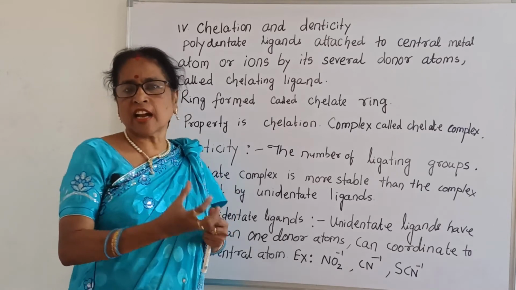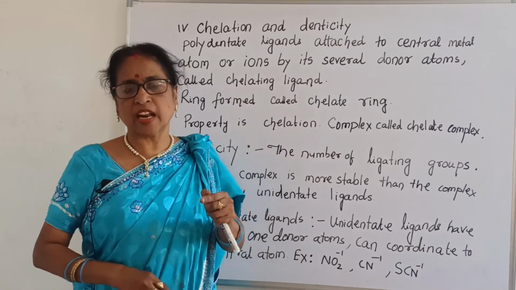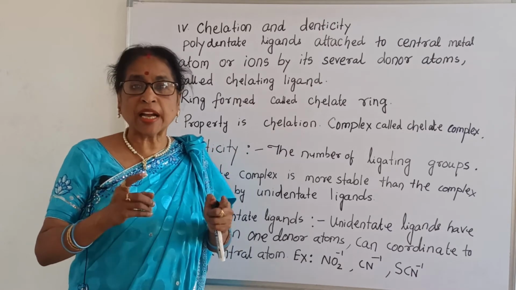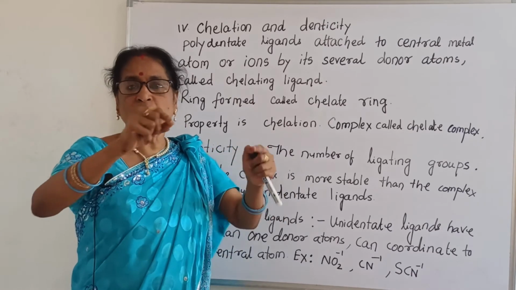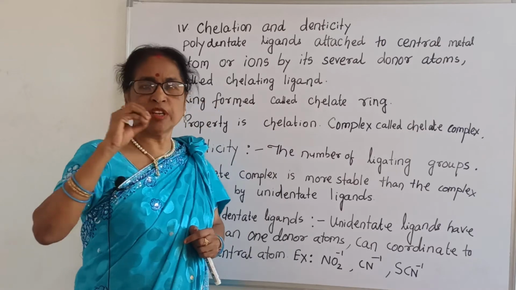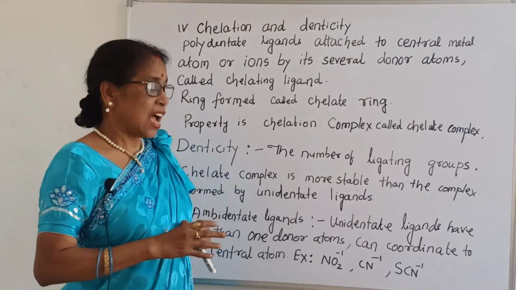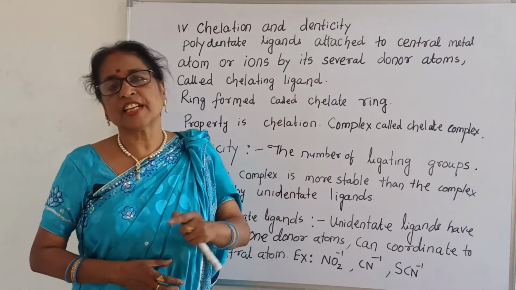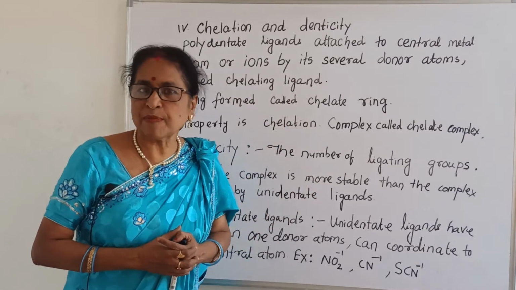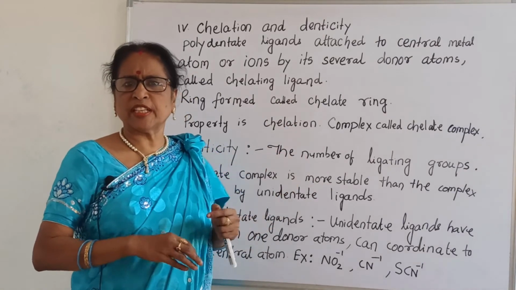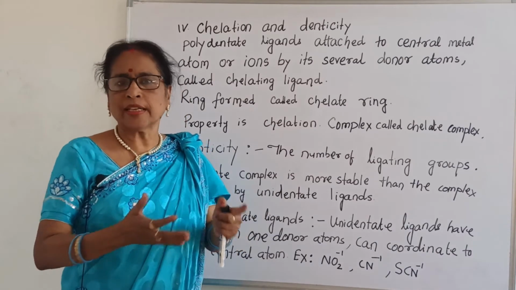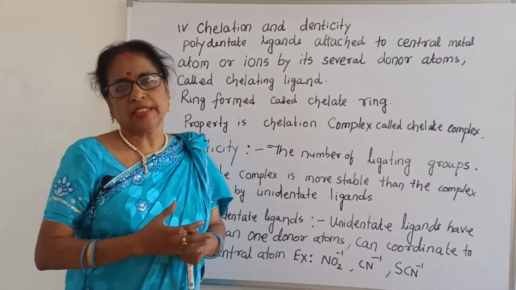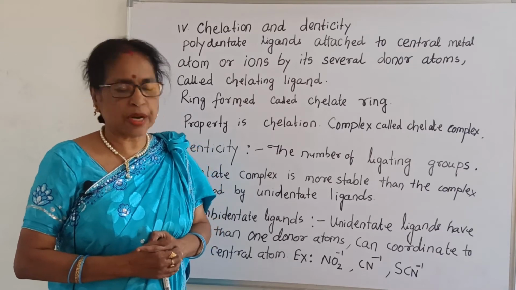The unidentate ligand attaches to the central metal ion or atom with the help of only one donor atom, one side, and that is why it is less stable when compared to a chelate complex. In a chelate complex, what happened? So many donor atoms are present, either 2 or more than 2. That is why it is more stable than the unidentate complex.